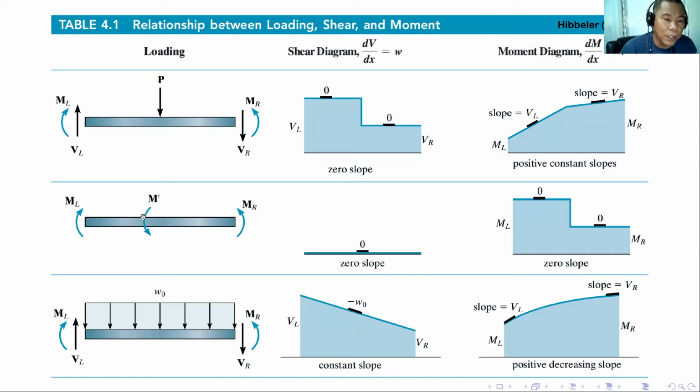How about if we have a couple M prime applied at this portion? First, there will be no shear in this case, only the moments ML, MR, and M prime.